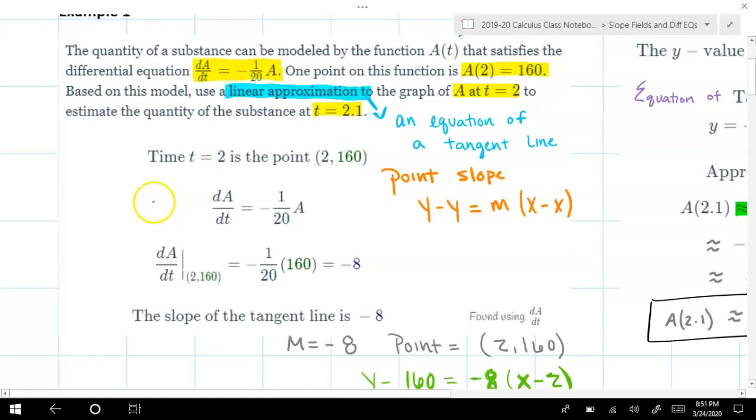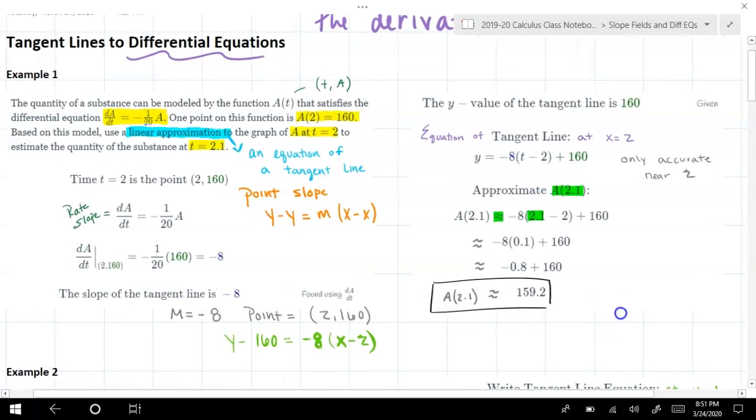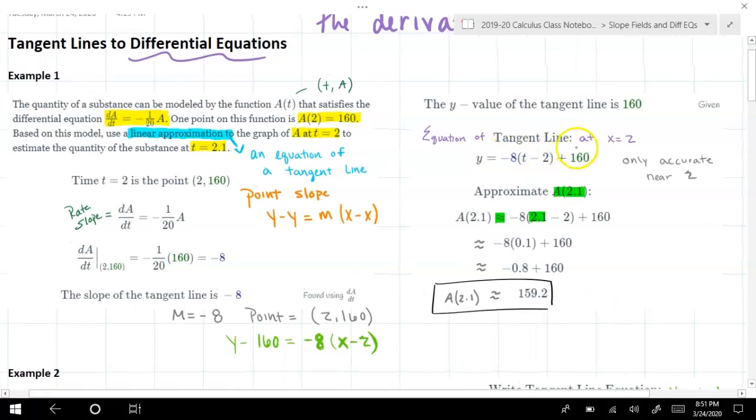dA/dt is this rate, which is the slope at the point, and it is negative 8. We know the point, so if we sub them into the point-slope equation, y minus y1 equals m times x minus x1, and we add 160 to the other side, then we have the equation of the tangent line at x equals 2. Again, this is only accurate if we stay near 2. This would not be accurate if we tried to approximate A of 3 or A of 4. We have to stay close to 2 for it to be accurate.